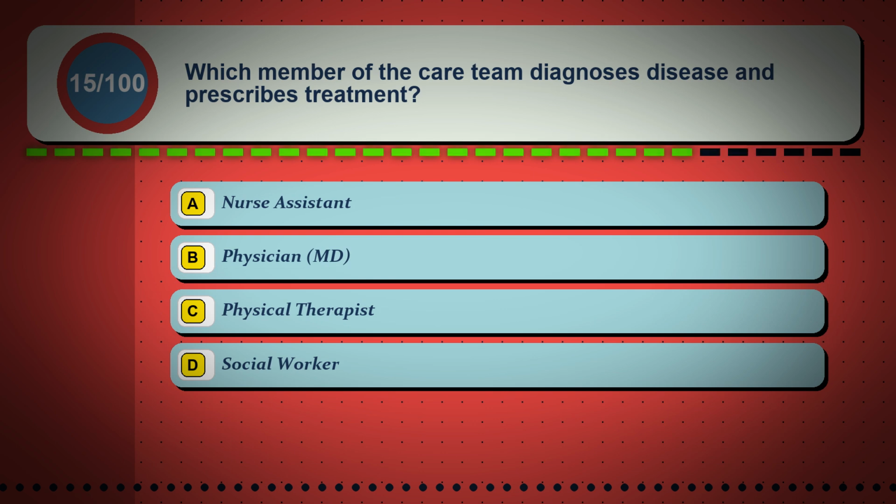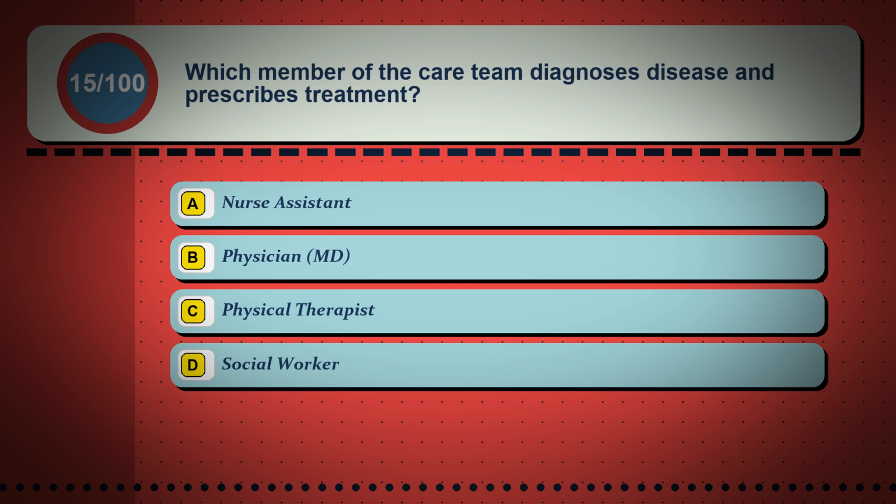Question 15. Which member of the care team diagnoses disease and prescribes treatment? Option A, a nurse assistant. Option B, physician, MD. Option C, a physical therapist. Option D, social worker.